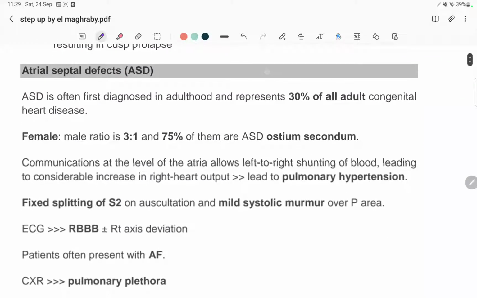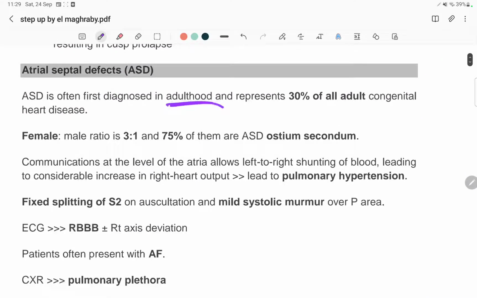ASD is often diagnosed in adulthood and represents 30% of all adult congenital heart disease. The female to male ratio is 3:1. 75% are ostium secundum. Communication at the level of the atria allows left to right shunting of blood, leading to a considerable increase in right heart cardiac output, leading to pulmonary hypertension.